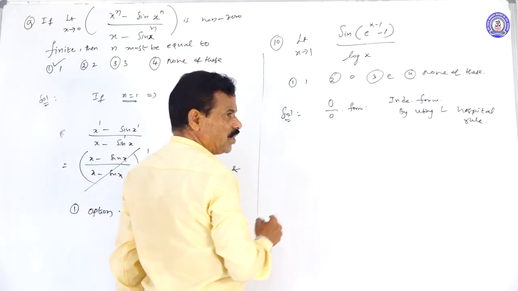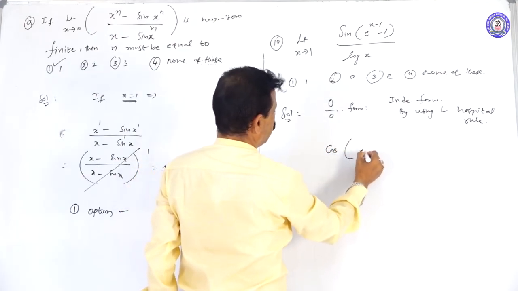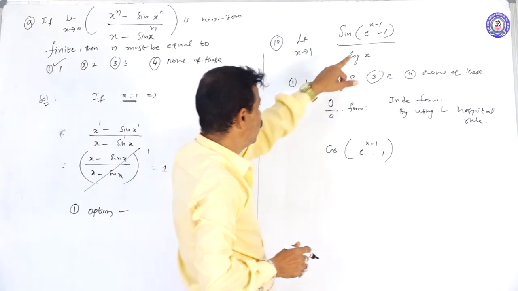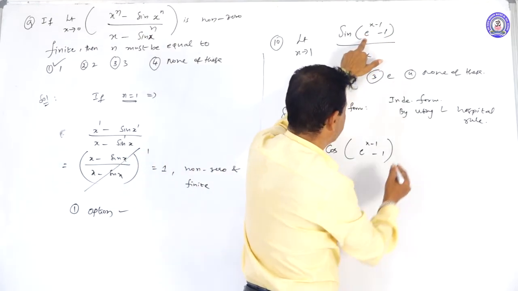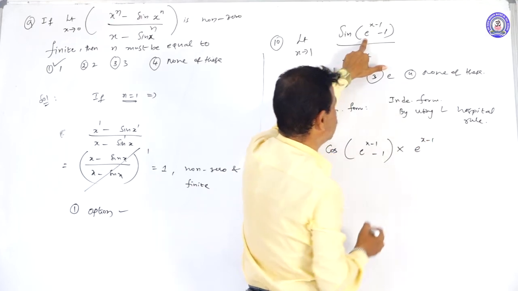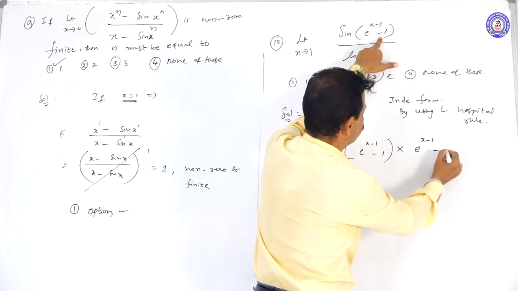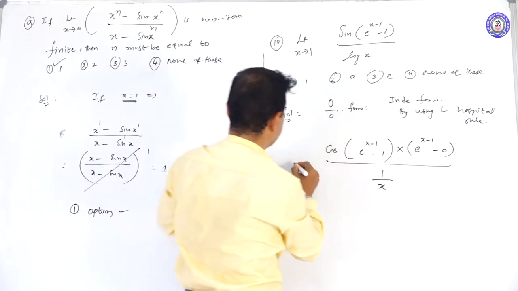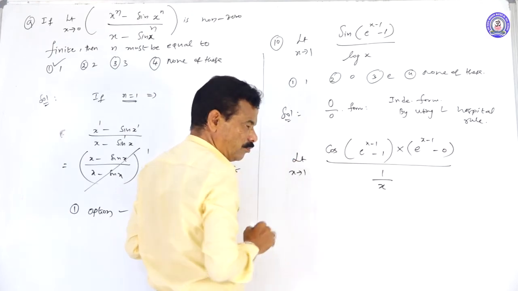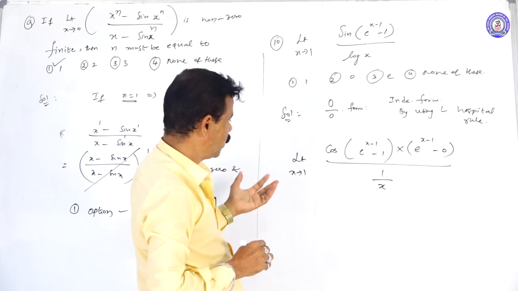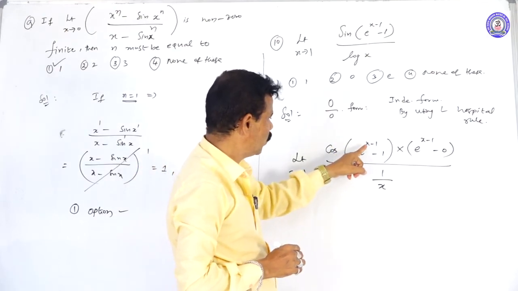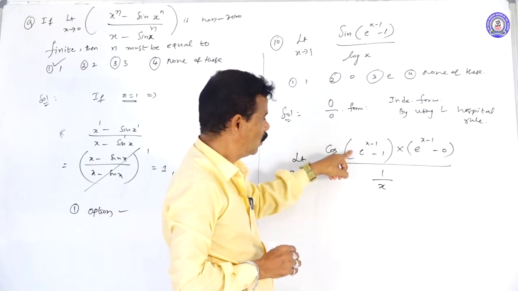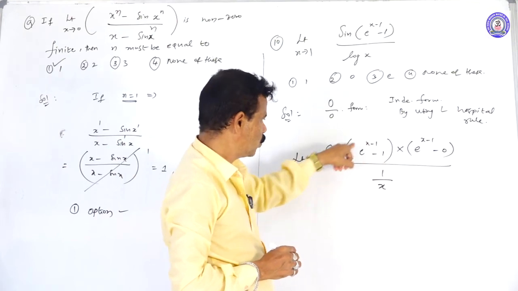Sine differentiation is cos of (e power of (x minus 1) minus 1). Sine differentiation is over; inside, e power of (x minus 1) minus 1 is there. This differentiation is e power of (x minus 1) as it is, and the 1 differentiation is 0. The denominator log x differentiation is 1 by x, with limit x tends to 1. Now again we apply the same form. X tends to 1, so here 1 minus 1 is 0, e power of 0 is 1, 1 minus 1 is 0.